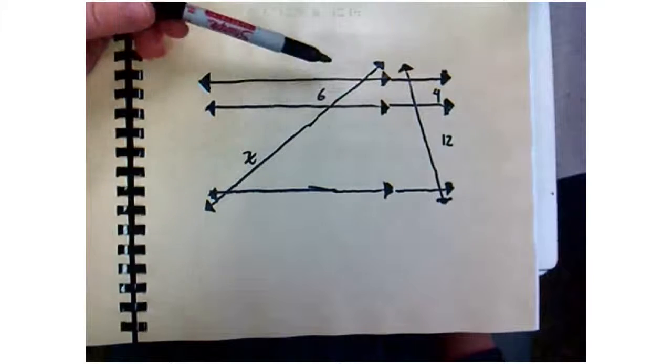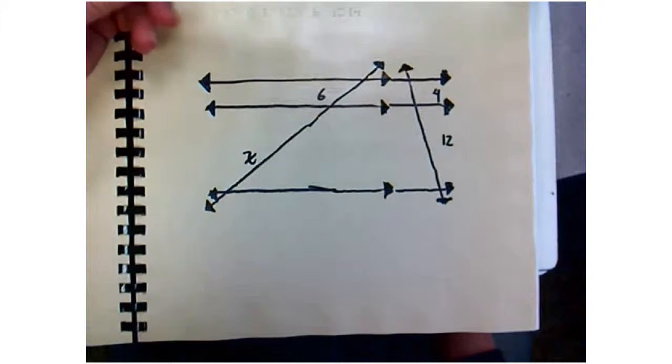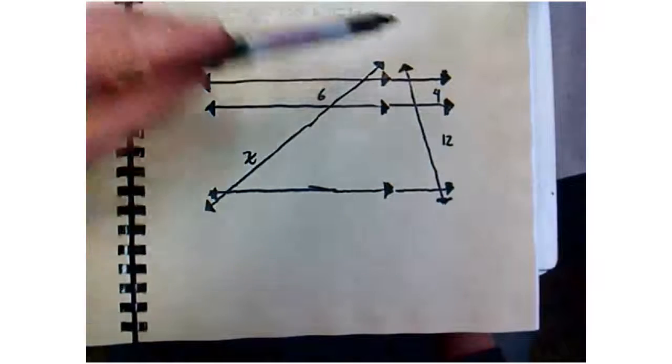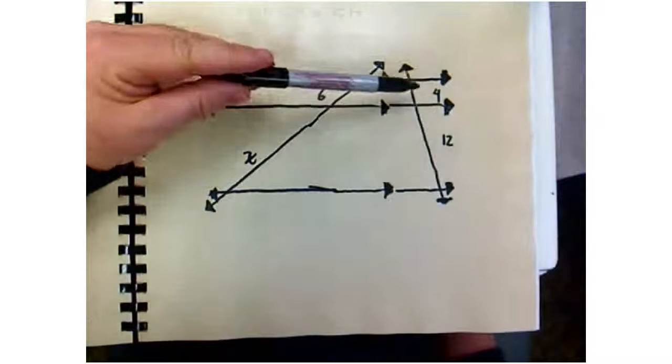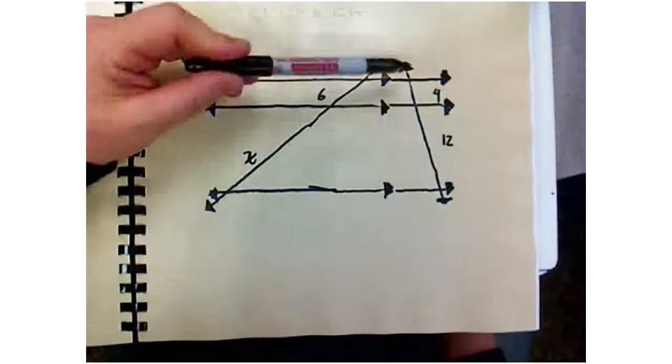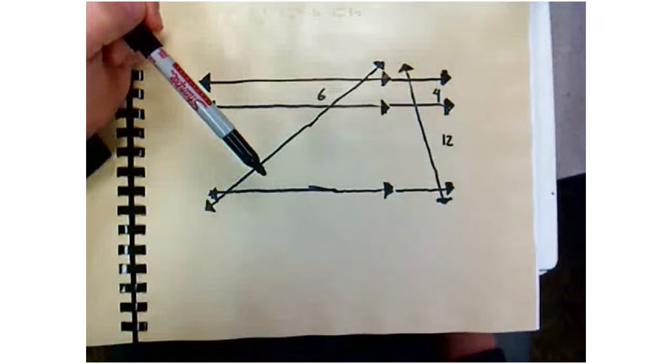You could do x over 6, okay? No, bad. Oh, 12 over. If you start with big over little, you've got to have big over little. So x over 6 is 12 over 4. That's fine. Or you could say 6 over x is 4 over 12. How come? Do not flip them.